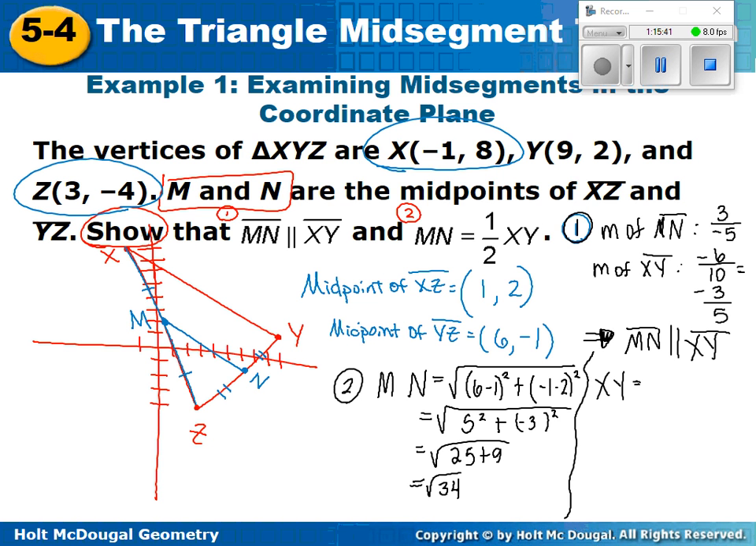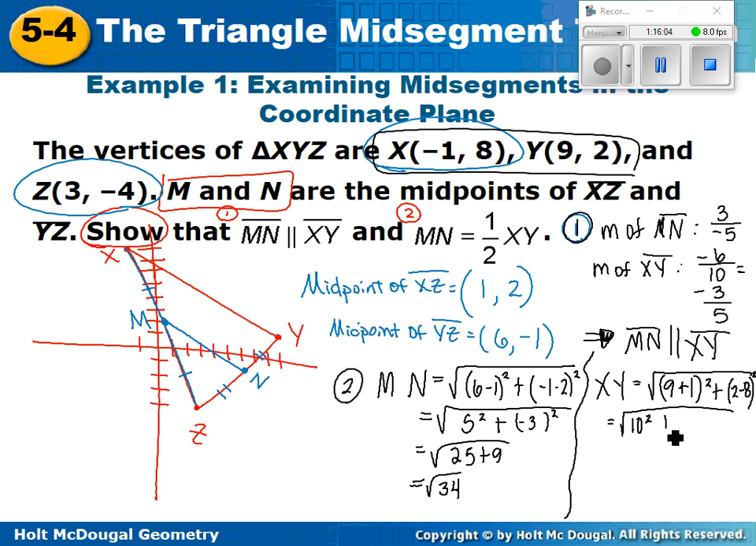So now let's do X to Y. We're using the coordinates up here for X and Y. So we have the square root of 9 minus a negative 1 becomes 9 plus 1 squared plus 2 minus 8 squared. That's going to give us the square root of 10 squared plus negative 6 squared, which gives us the square root of 100 plus 36, which is the square root of 136. And we need to simplify that.